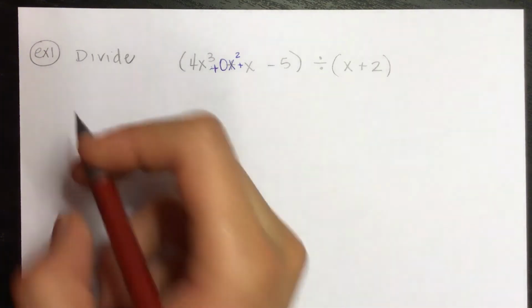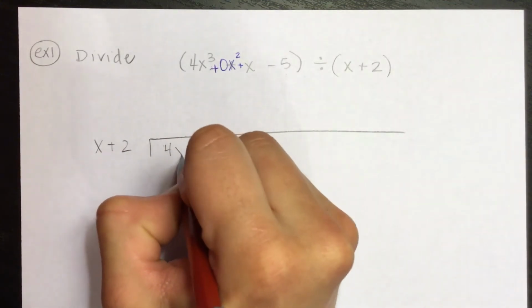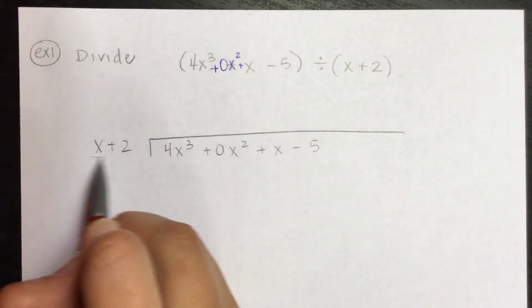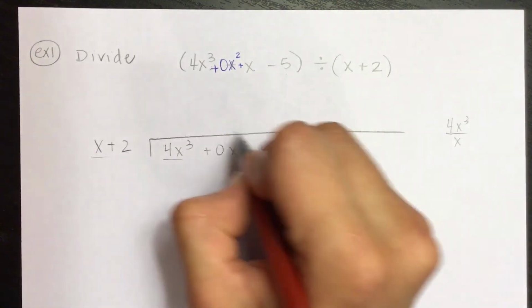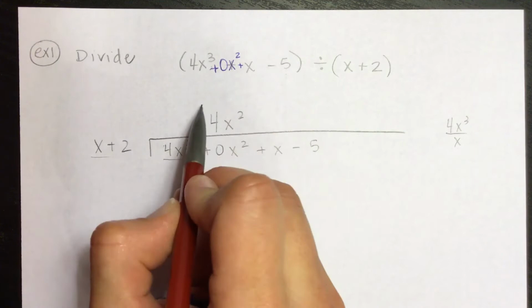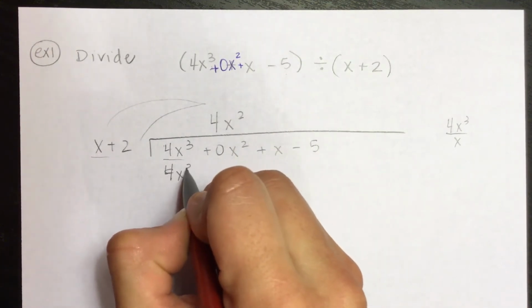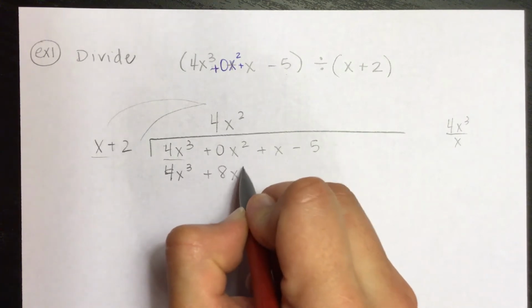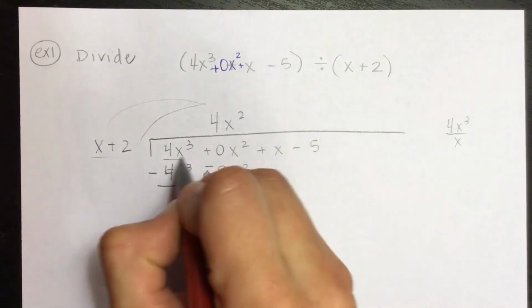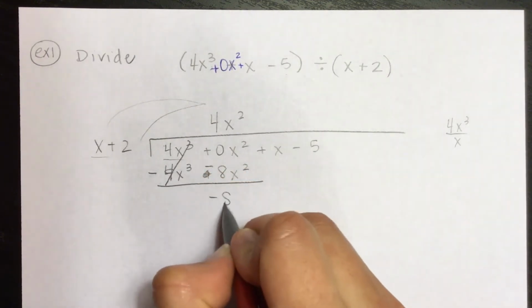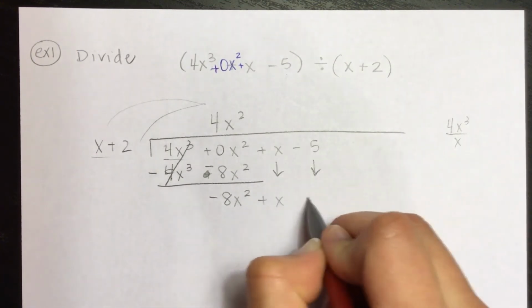So now I am going to do long division, just like we've done in previous videos. X times what will give me 4x cubed? That would be a 4x squared. Distribute. Change the sign and add straight down. That adds to 0, which was the whole point of this. And then bring down any unused terms.